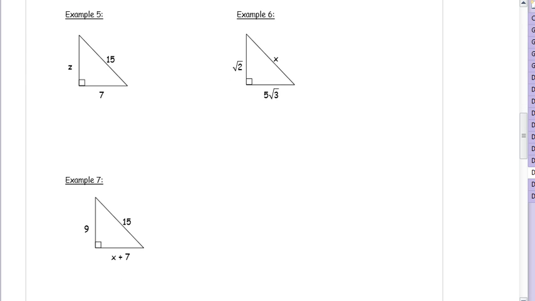Looking at example 5, we have, again, a, b, c. Make sure you know which side is which. So it's going to become z squared plus 7 squared equals 15 squared. So that's z squared plus 49 equals 225. 225 minus 49 is going to give you, let's just double check that, 176. Again, take the square root. See if it works out first.